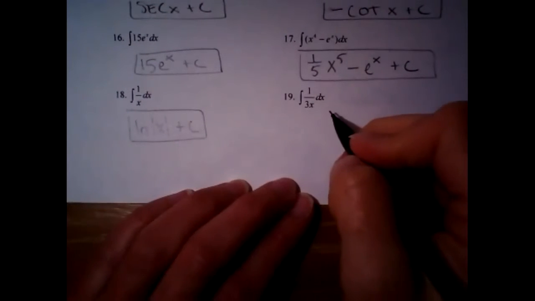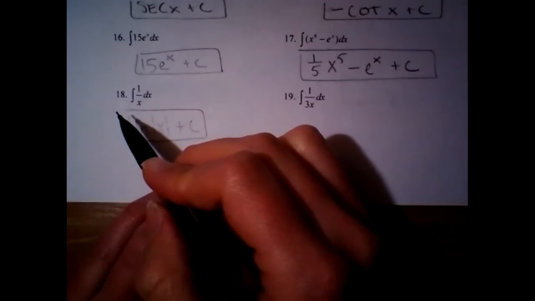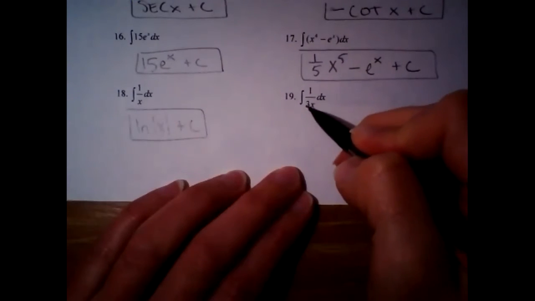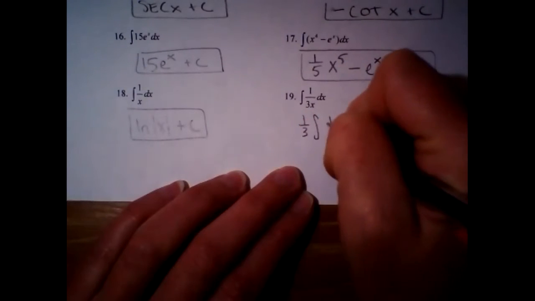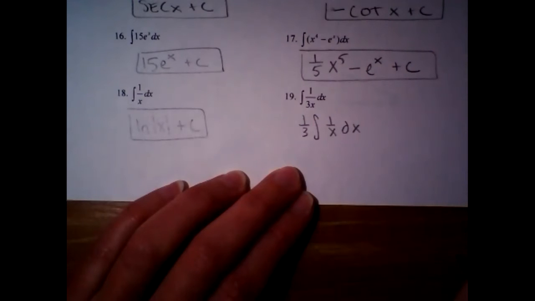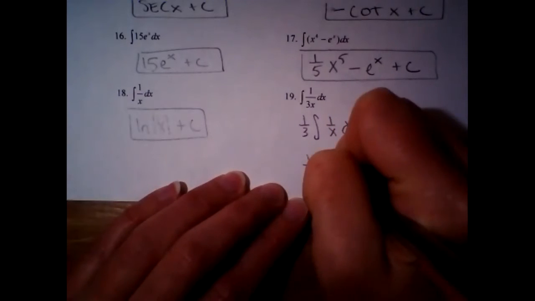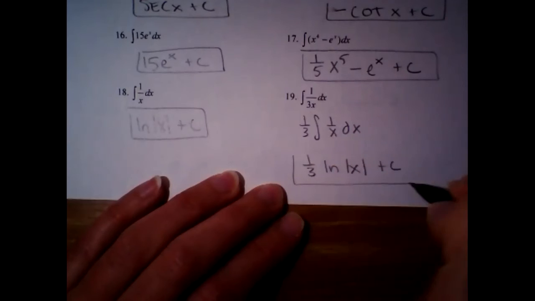All right. And then this last one, this is the same thing that we just did. Good, that made me happy too. It's the same thing that we just did, except there's a 1/3 in there. And if you want to even write it like this, again, you're allowed to take coefficients and put them out front. So it's the same problem we just did, except with a 1/3 in front of it. So 1/3 ln of x plus c.